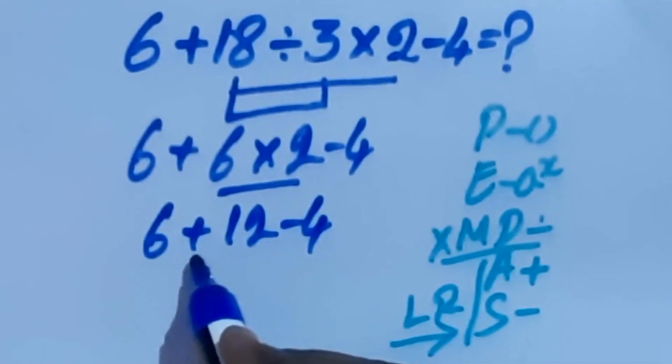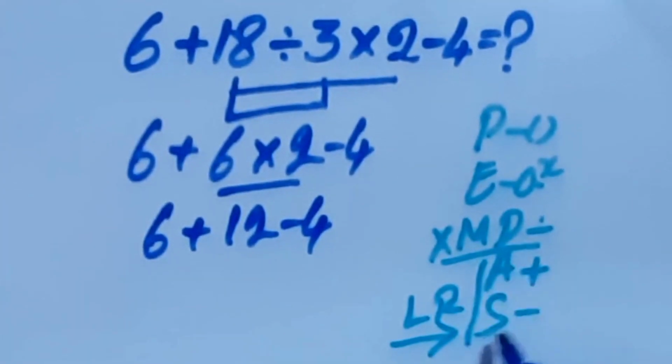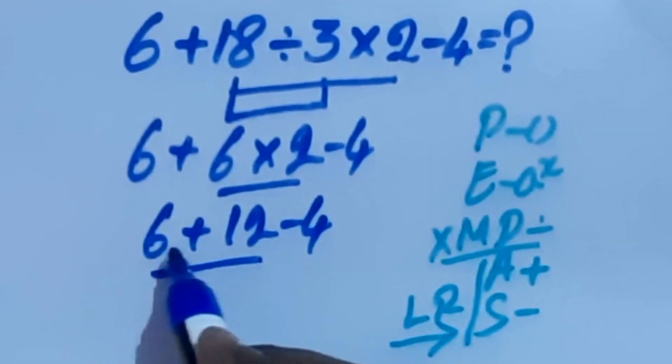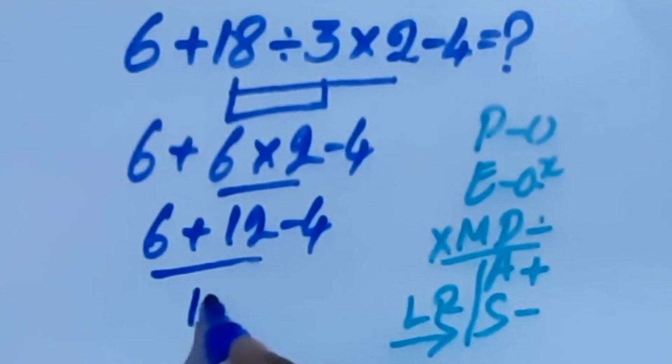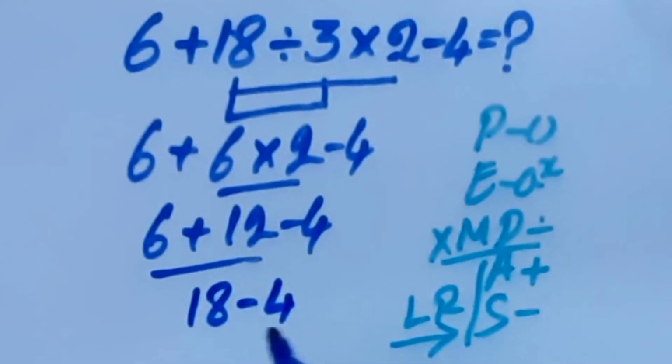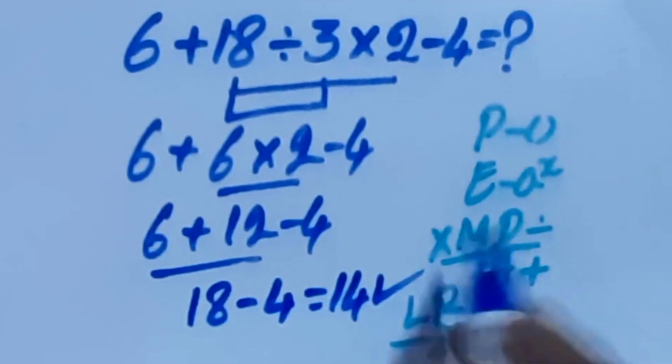Here we have addition and subtraction. Here both are equal priority. For this equal priority, we have introduced this left to right rule. Here left to right is this one, 6 plus 12. Here 18 minus 4. Here 18 minus 4 is 14, which is the correct answer.